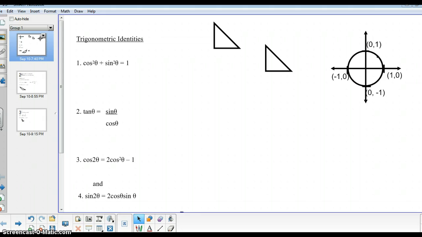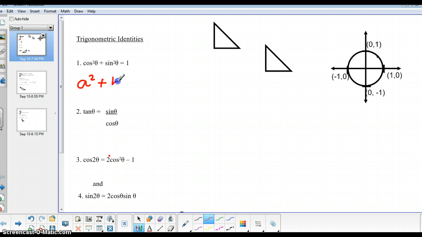And the first trig identity I wanted to talk about today is cosine squared theta plus sine squared theta equals 1. It's probably one you're very familiar with, but I just wanted to make sure everyone understands the background behind this. We're going to be using the unit circle and Pythagorean theorem to help us remember why this is a true identity. So first let's remember the Pythagorean theorem.